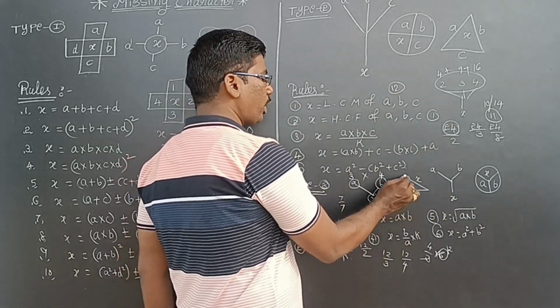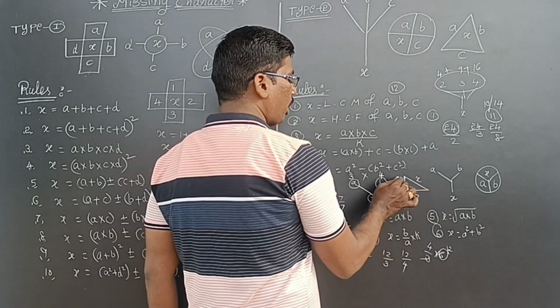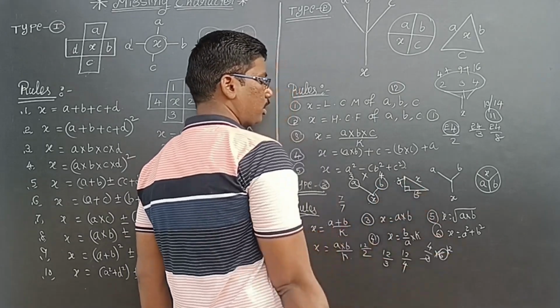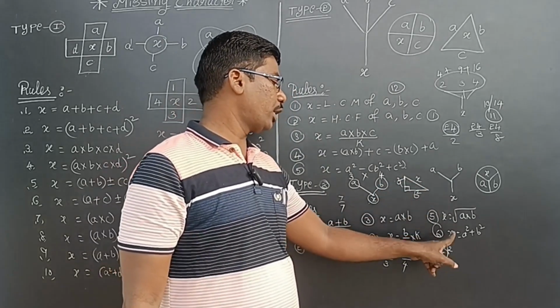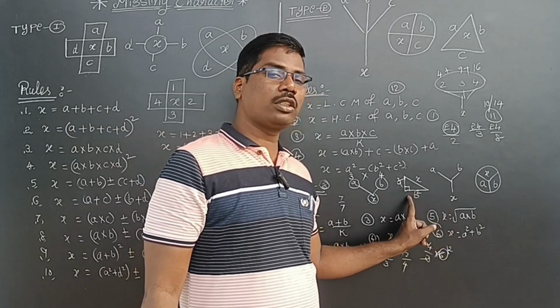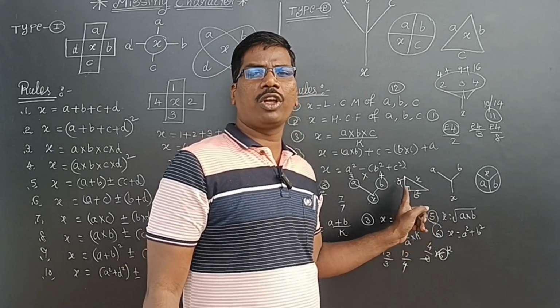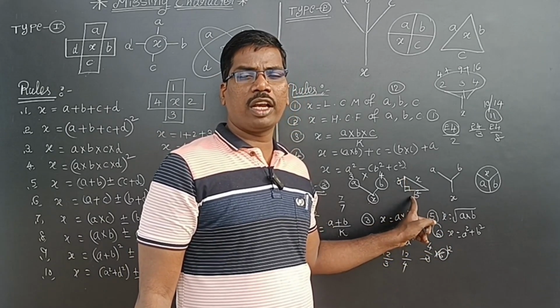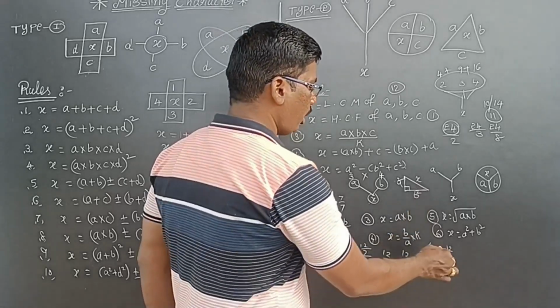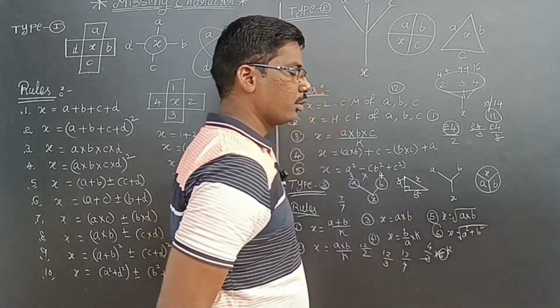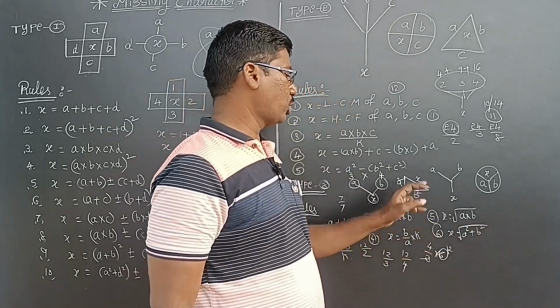Next. This is the most very important method. If it is there, definitely this square and this square we have to add. This square and this square, if you add, you will get the answer. So this is the Pythagoras theorem. In the Pythagoras theorem, we have to add this square and this square, and you have to take under root. So this is the Pythagoras theorem, most important.